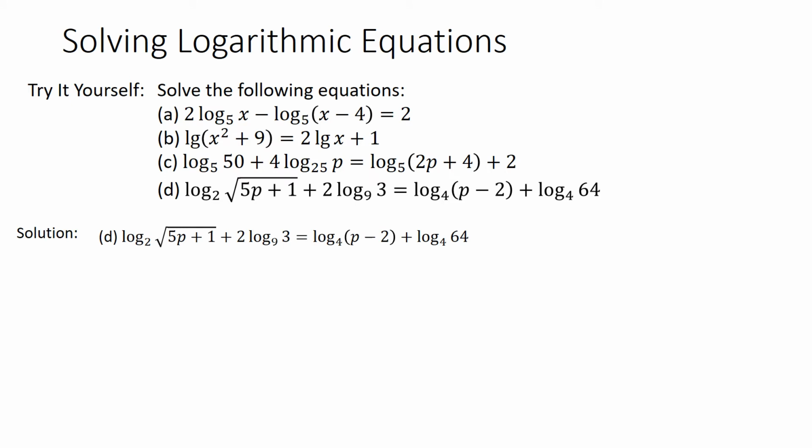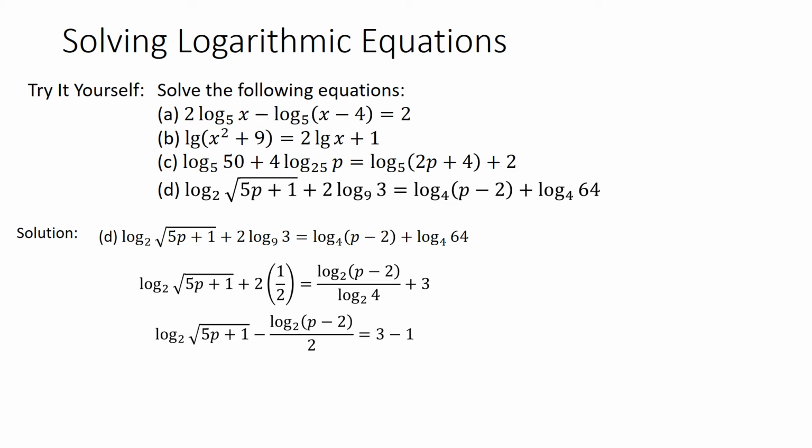Here is the solution for D. Log base 2 of square root of 5p plus 1 plus 2 log base 9 of 3 equals log base 4 of p minus 2 plus log base 4 of 64. So log base 9 of 3 is a half, log base 4 of 64 is 3. And the first term on the right hand side, we have a different base. We want to change the base to 2. Therefore, it becomes log base 2 of p minus 2 over log base 2 of 4.